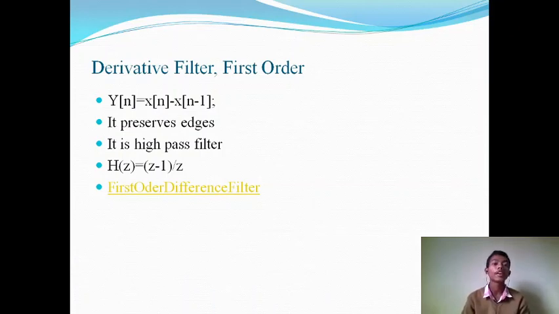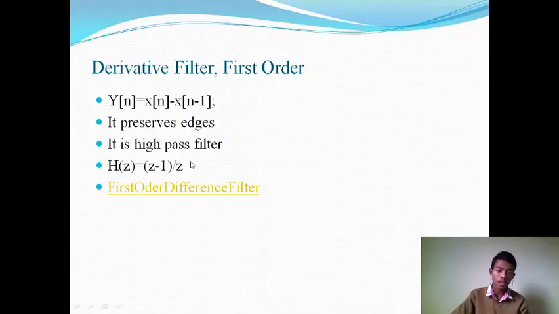Next filter is the derivative filter, first order. This is the input output relation, y of n equal to x of n minus x of n minus 1. This derivative filter preserves the edges. It is a high pass filter. At the points where the signal is changing rapidly, this derivative filter will preserve or capture those points. It acts as a high pass filter.